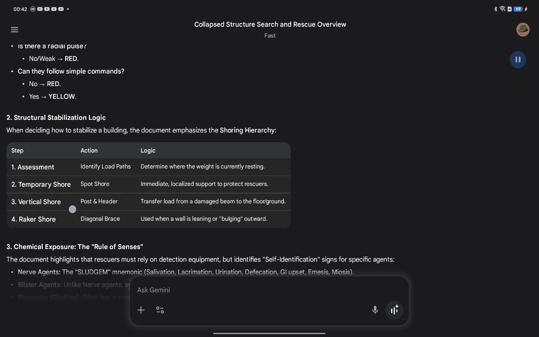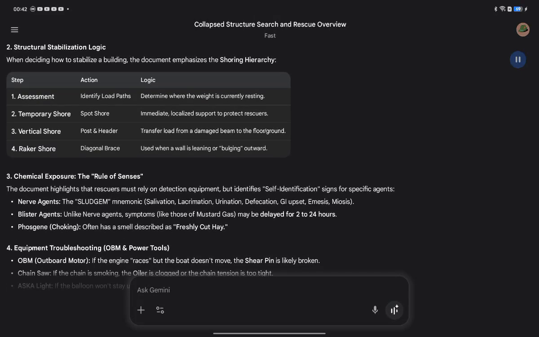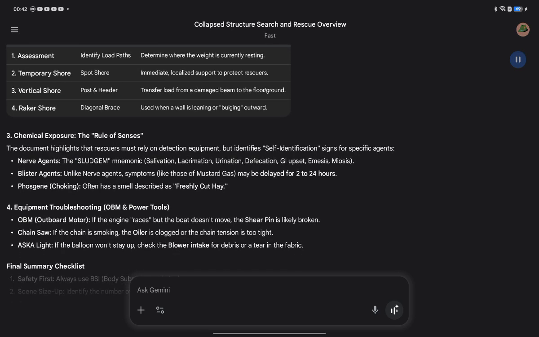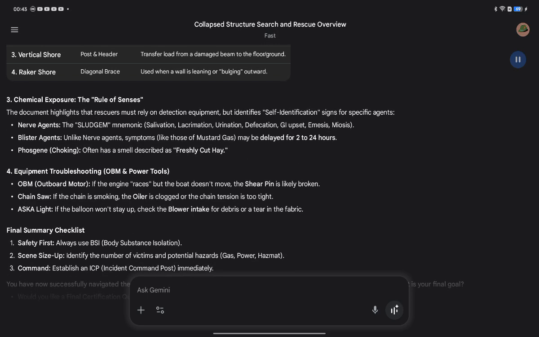2. Structural stabilization logic. When deciding how to stabilize a building, the document emphasizes the shoring hierarchy. Step, action, logic. 1. Assessment: identify load paths, determine where the weight is currently resting. 2. Temporary shore, spot shore: immediate, localized support to protect rescuers.